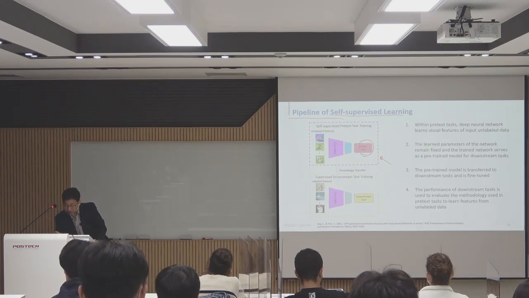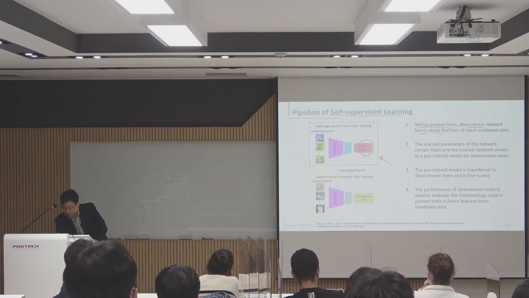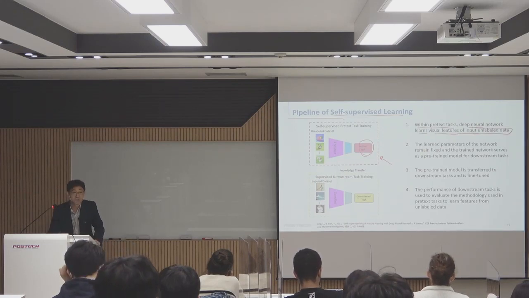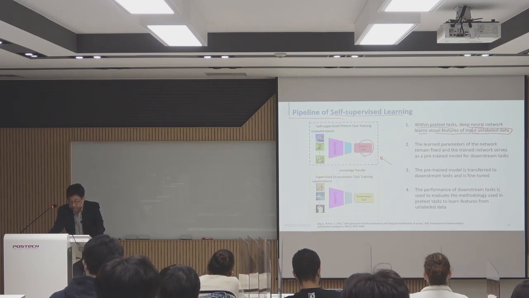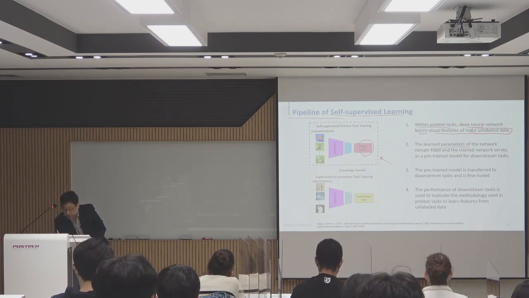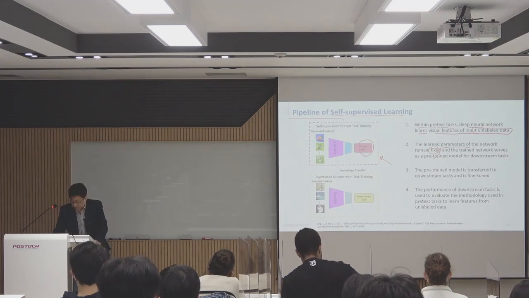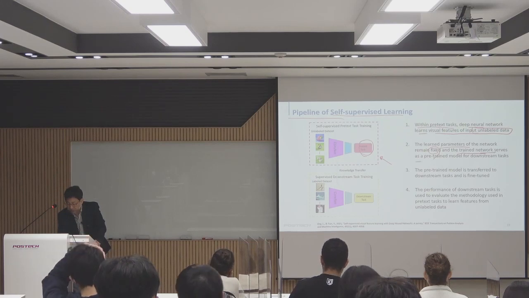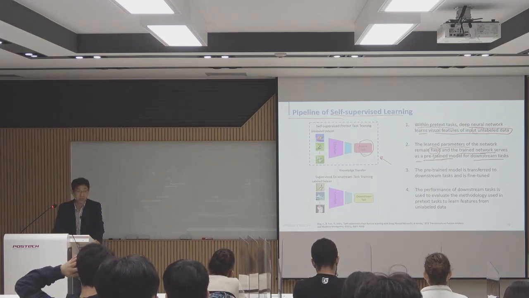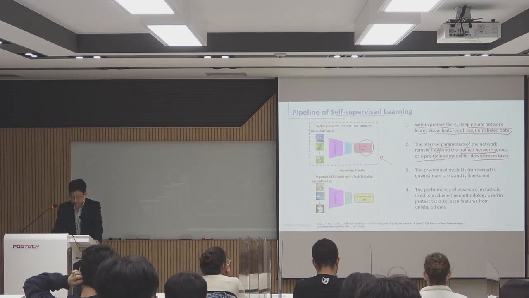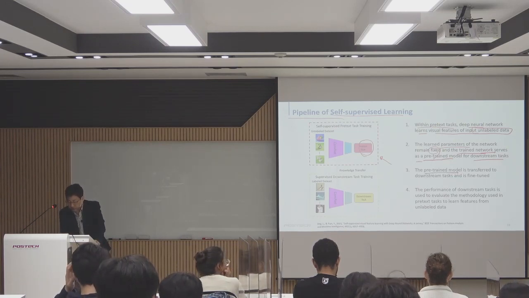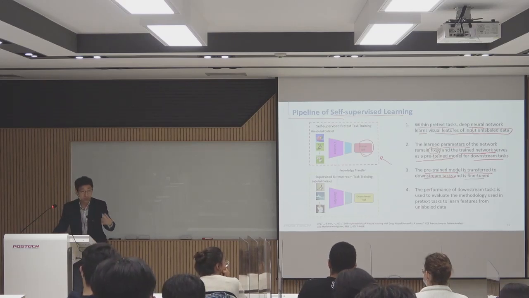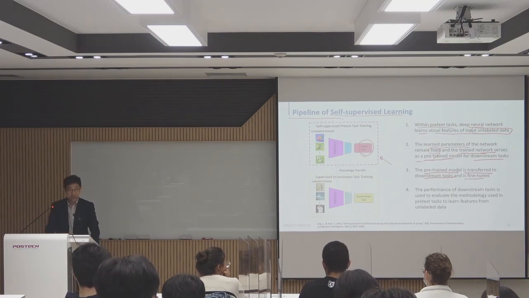So let's see one by one. Within the pretext task, the deep neural net learns visual features from the input unlabeled data set. The learned parameters, we can make them fixed. And these pre-trained networks are going to serve as a part of pre-trained models for downstream tasks. The pre-trained models are going to be transferred to the downstream task and do fine-tunings, like transfer learnings.